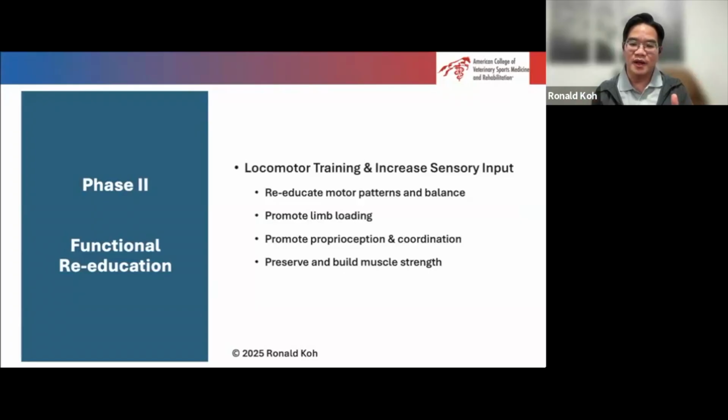Once it gets better, then I will start getting into phase two, where rehab becomes much more active. So we're focusing on retraining the gait and improving motor coordination. We encourage appropriate limb loading. We want to improve proprioception and balancing. At the same time, we also want to preserve muscle mass and build muscle strength. This is a phase that is all about consistent, repetitive, and purposeful movement.